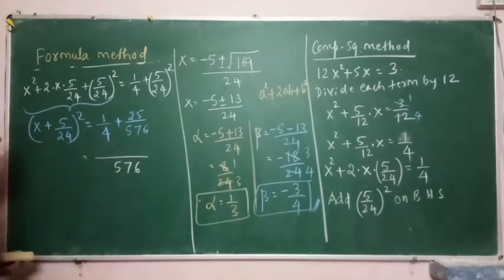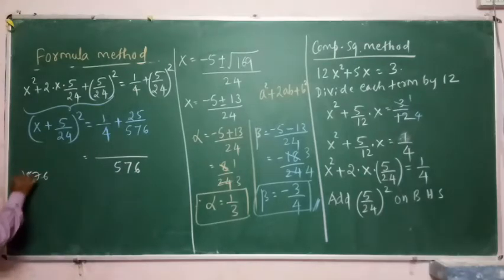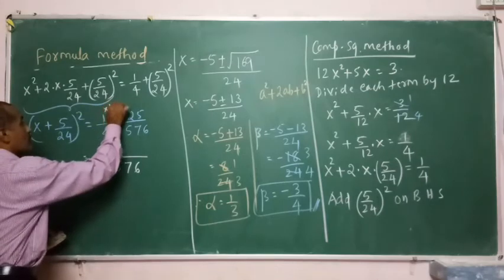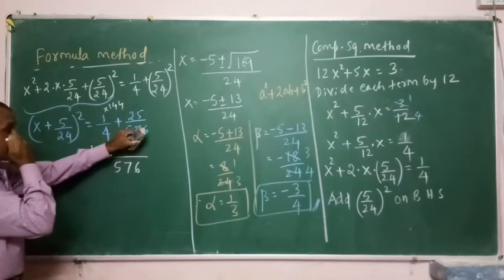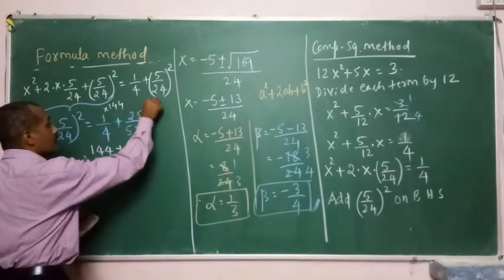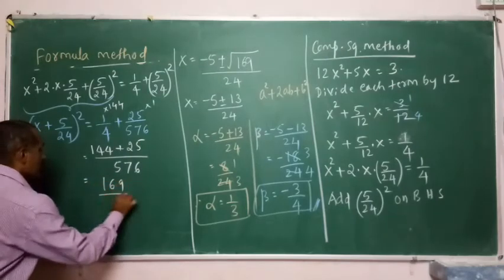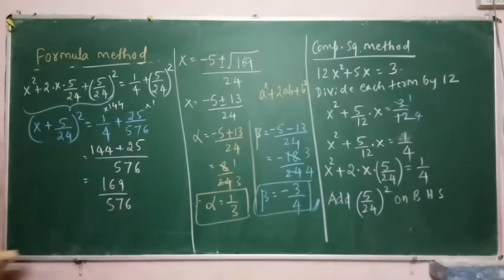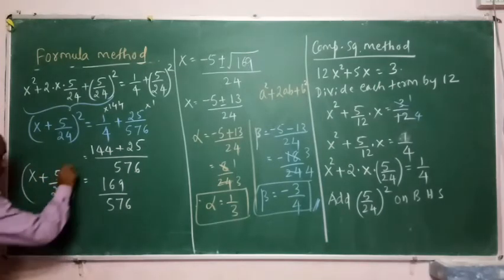4 how much are 576? If I divide 576 by 4, 4 ones are 4, 4 fours are 16, 144, that means multiply by 144. 144 ones are 144 plus 576 ones are 576 multiplied by 25. That gives you 169 by 576, which is equal to x plus 5 by 24 the whole square.